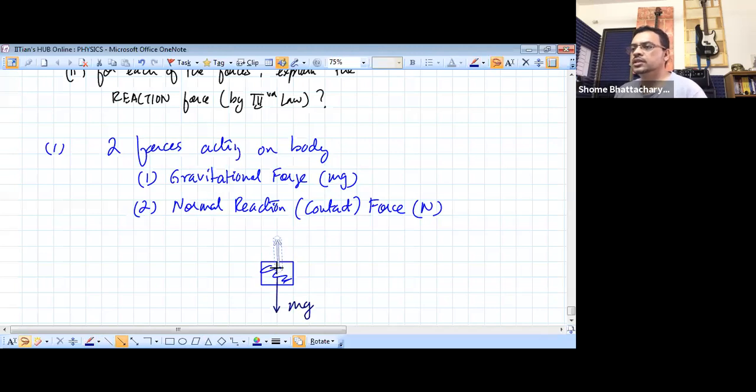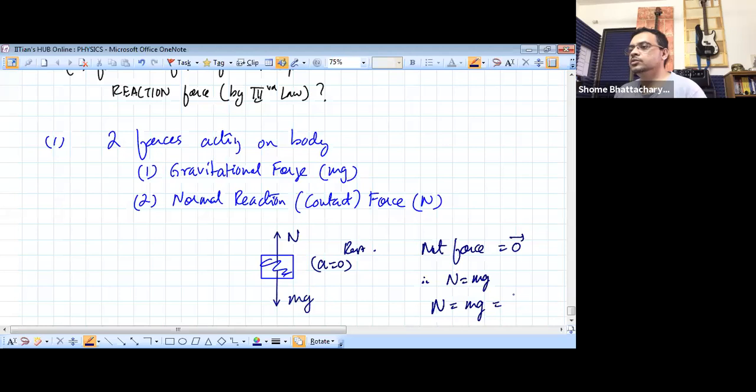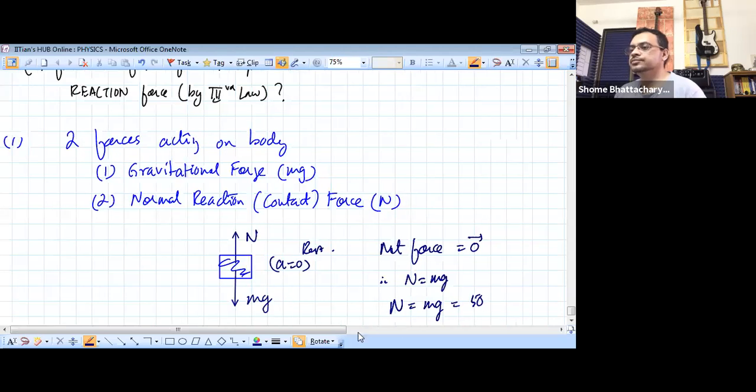You should be able to show this as exactly equal and opposite. So this is the normal reaction, and since the acceleration of the body is zero, it is at rest. So net force should be zero. Therefore, normal reaction should balance mg. So normal reaction magnitude is equal to mg, which is 50 newtons.